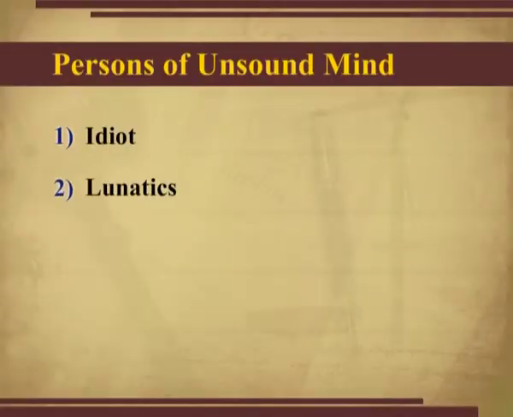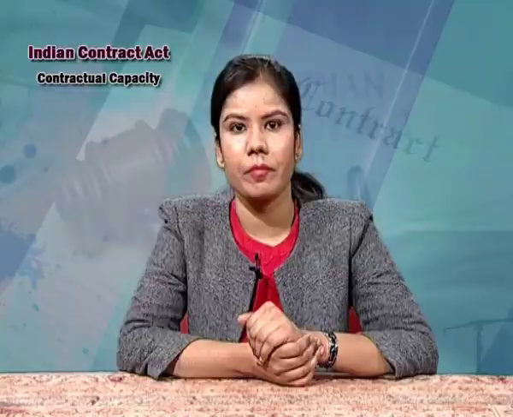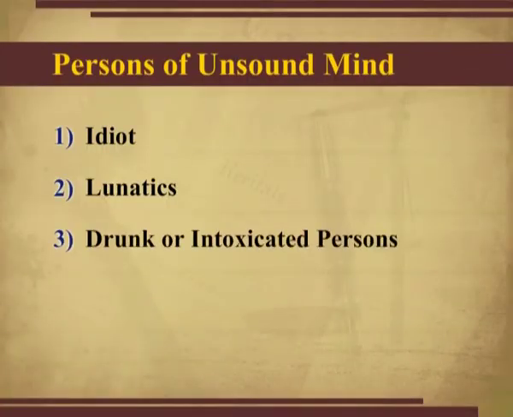The second is lunatic. A lunatic is a person whose mental faculties of thinking are deranged, that is, disordered, due to some mental strains or other reasons. Here, such a person suffers from alternative attacks of sanity and insanity. Such persons can form a valid contract when they are of sound mind. Though all the agreements made by the lunatics are void, their agreements for necessaries of life are valid. Further, although a lunatic is not personally liable, his or her property is liable for the necessaries supplied to such a person.